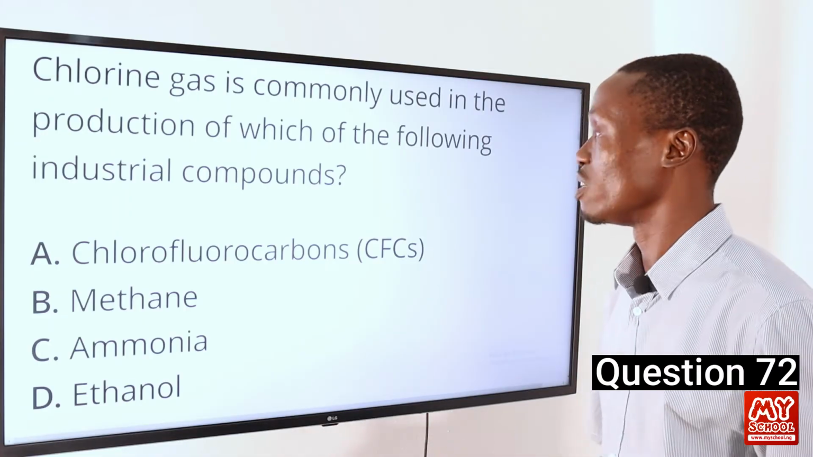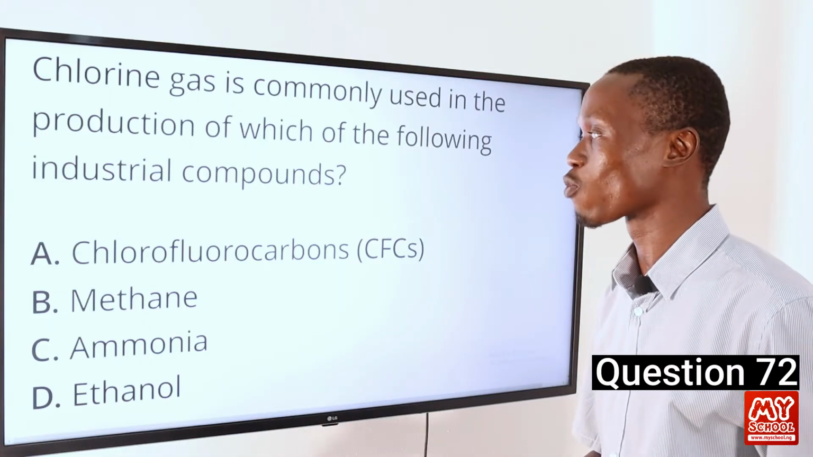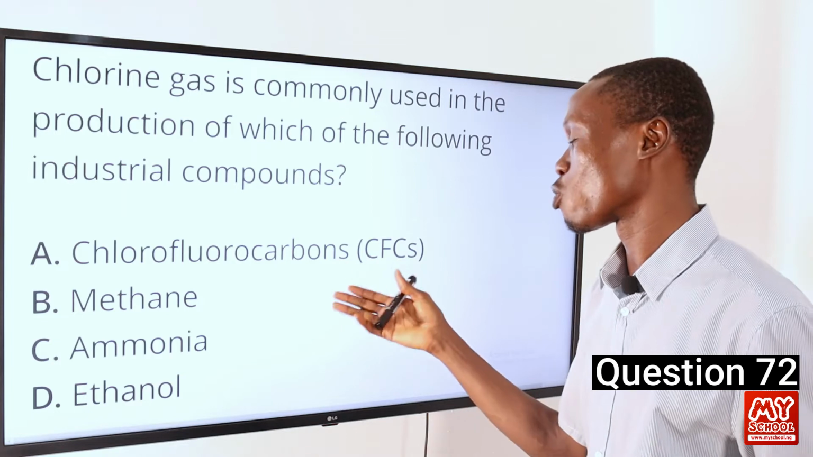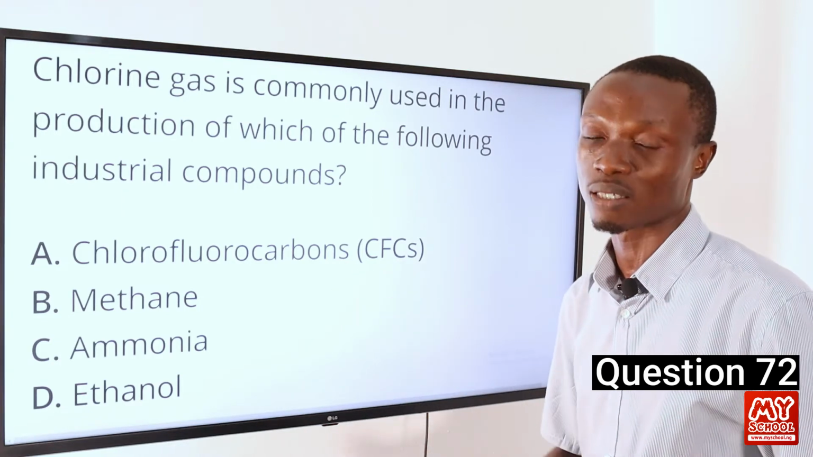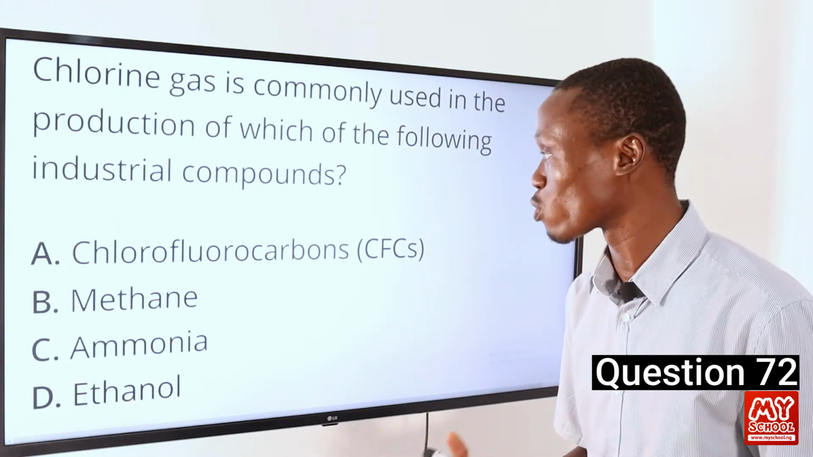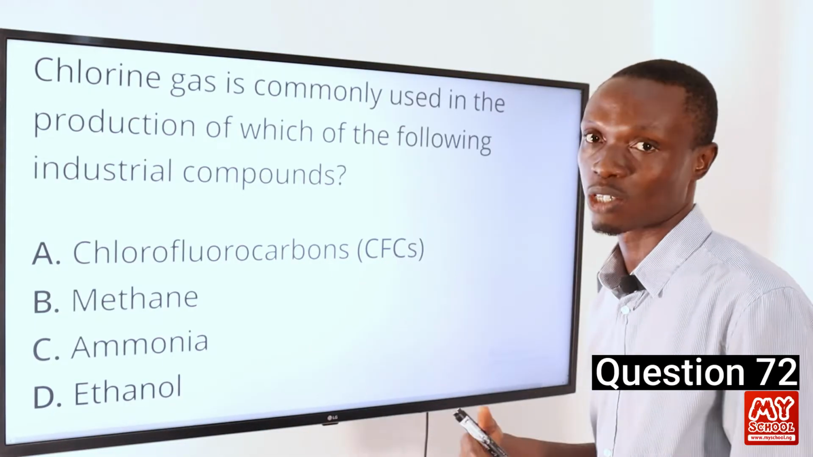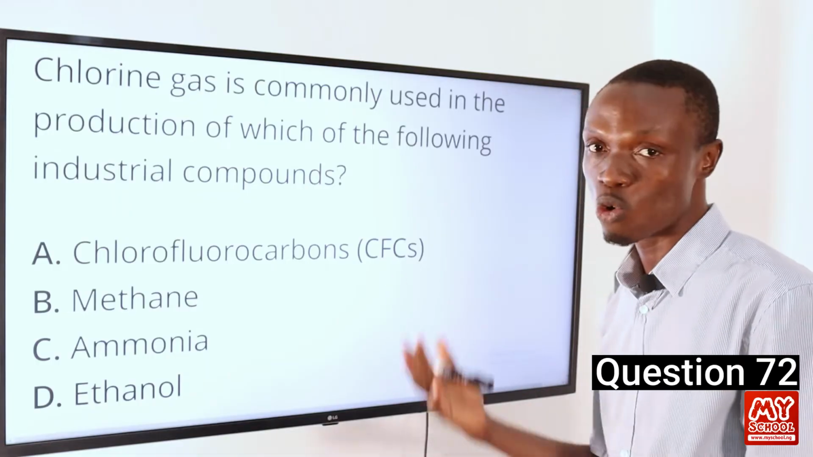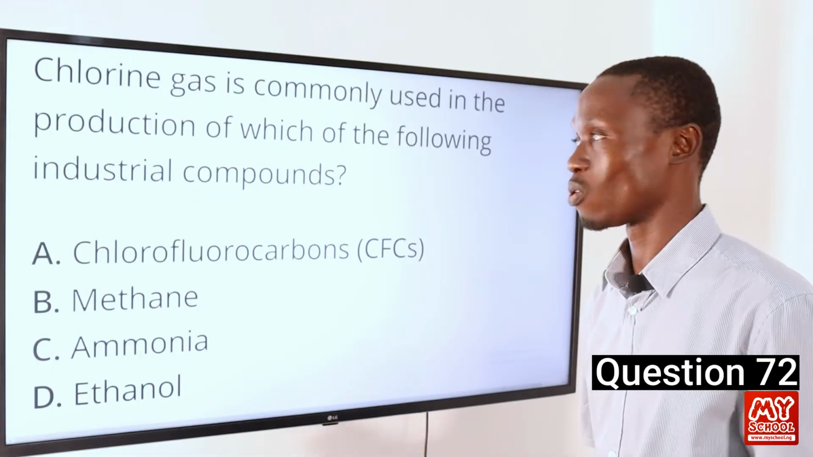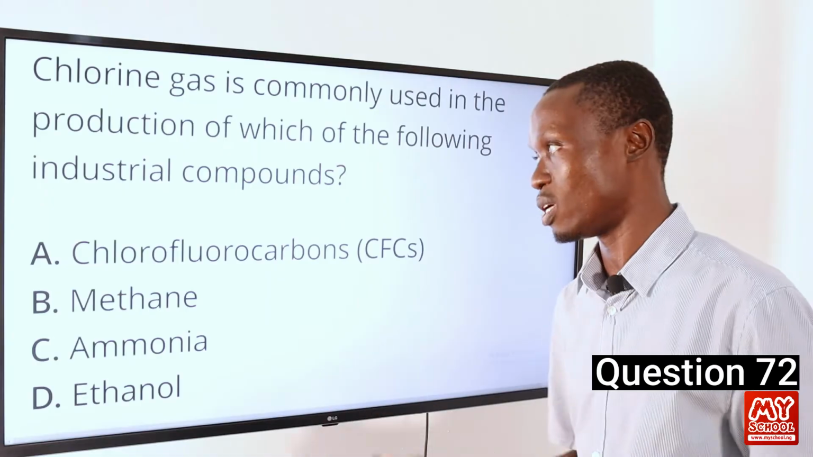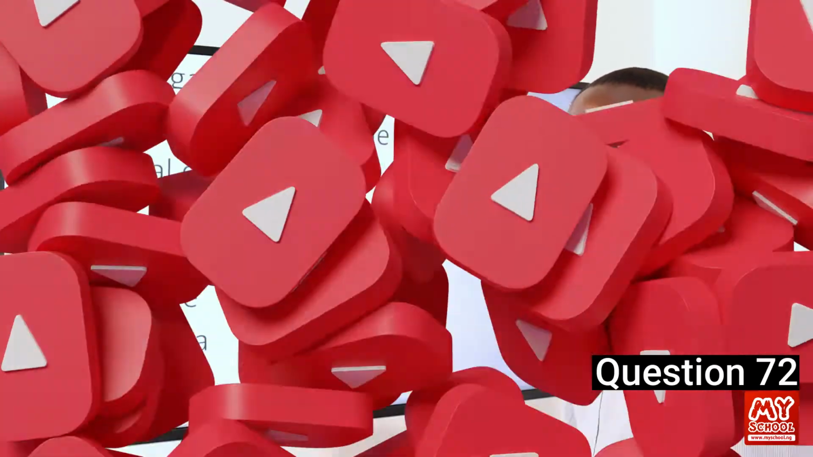So chlorine gas is used in the production of chlorofluorocarbon. Of course, chlorofluorocarbon before now was used as refrigerant, also as aerosol propellant. But because of its dangerous effect on the ozone layer, its use is now being limited. So the correct option is option A, chlorofluorocarbon.